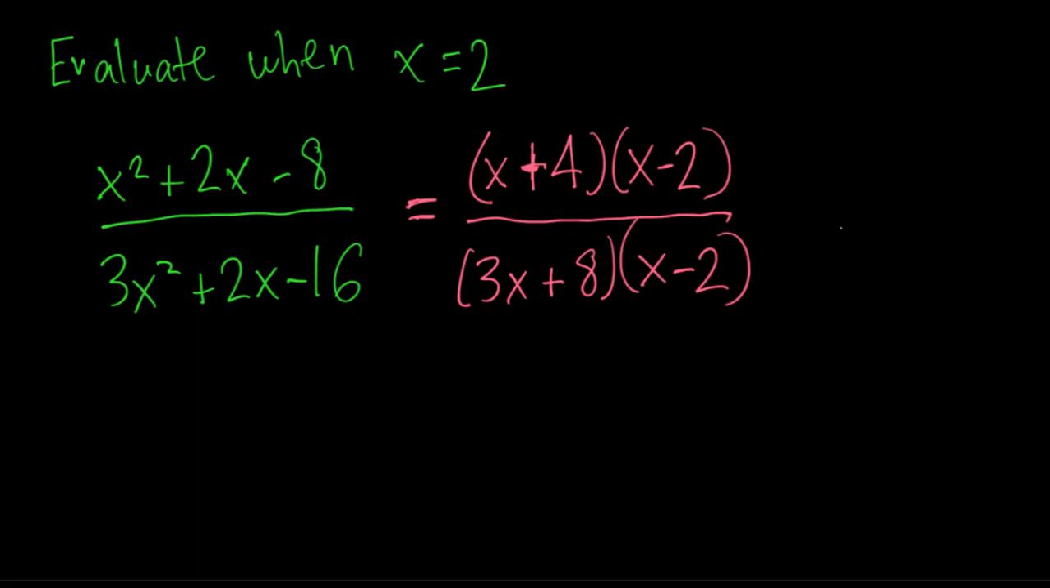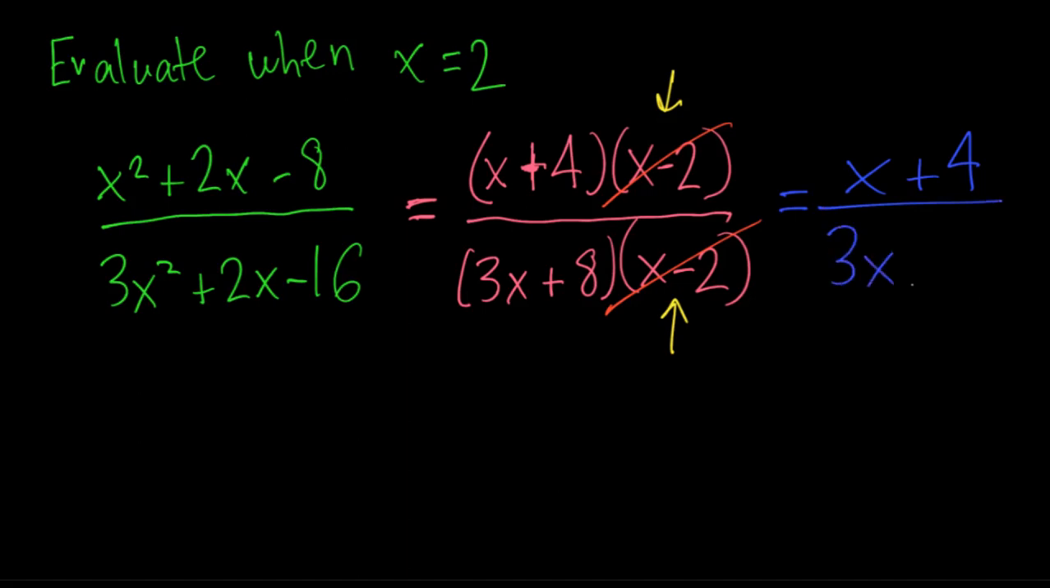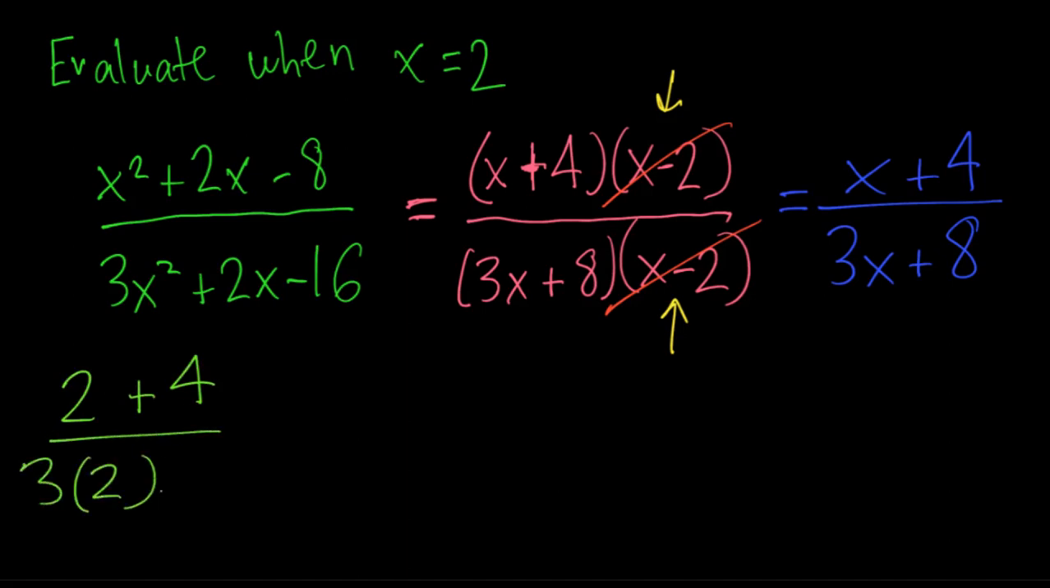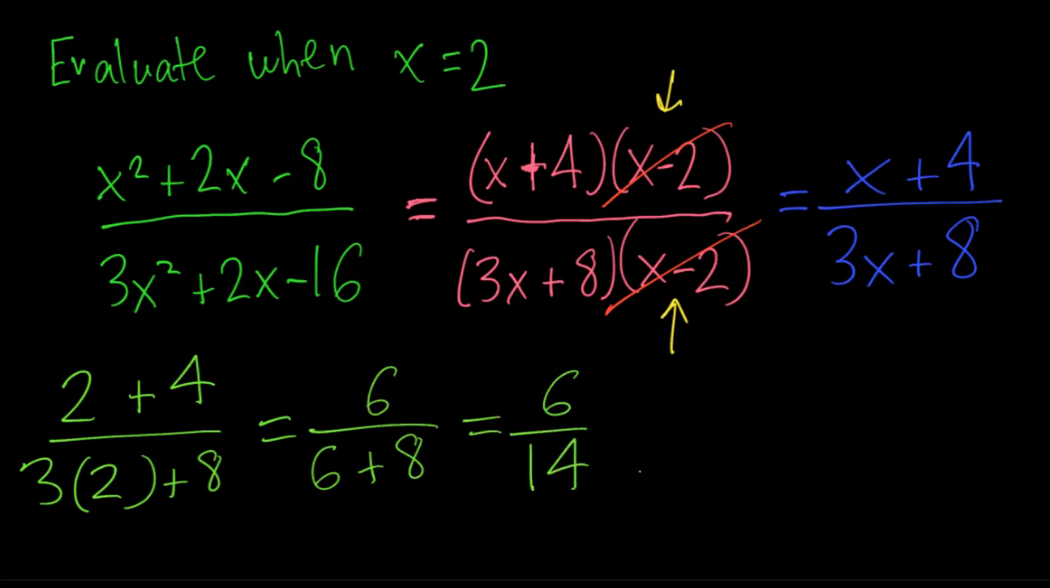Once again, we can see that we have x minus 2 here and x minus 2 here, which means that we can cross it out and rewrite the expression without the x minus 2. That means we'll get x plus 4 over 3x plus 8. Now we can sub in our x as 2. We can rewrite that as 2 plus 4 over 3 times 2 plus 8, which is equal to 6 over 6 plus 8, which is equal to 6 over 14, which is equal to 3 over 7.